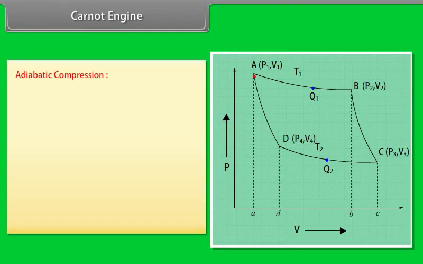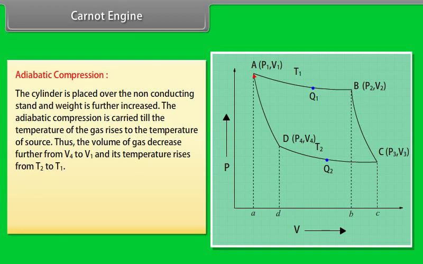Adiabatic compression. The cylinder is placed over the non-conducting stand and weight is further increased. The adiabatic compression is carried till the temperature of the gas rises to the temperature of source. Thus, the volume of the gas decreases further from V4 to V1 and its temperature rises from T2 to T1. In a Carnot cycle, efficiency is given by Q1 by Q2 is equal to T1 by T2.